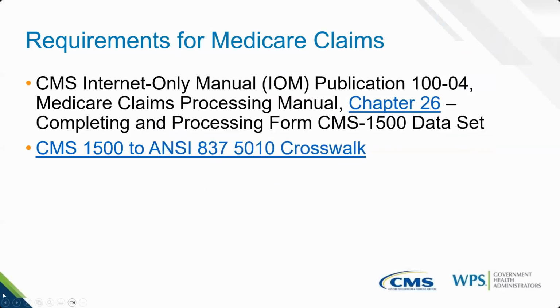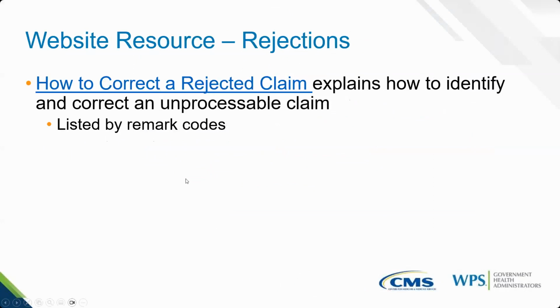Lots of tools here and resources. Here is our tool for rejections. We list by remark codes how to correct a rejected claim. So it will give you one of many reason and remark codes. Remember those CARCs and those RARCs I talked about. We list those in this particular article, resource on our website. And then we tell you for each of those reasons how to correct that rejected claim.